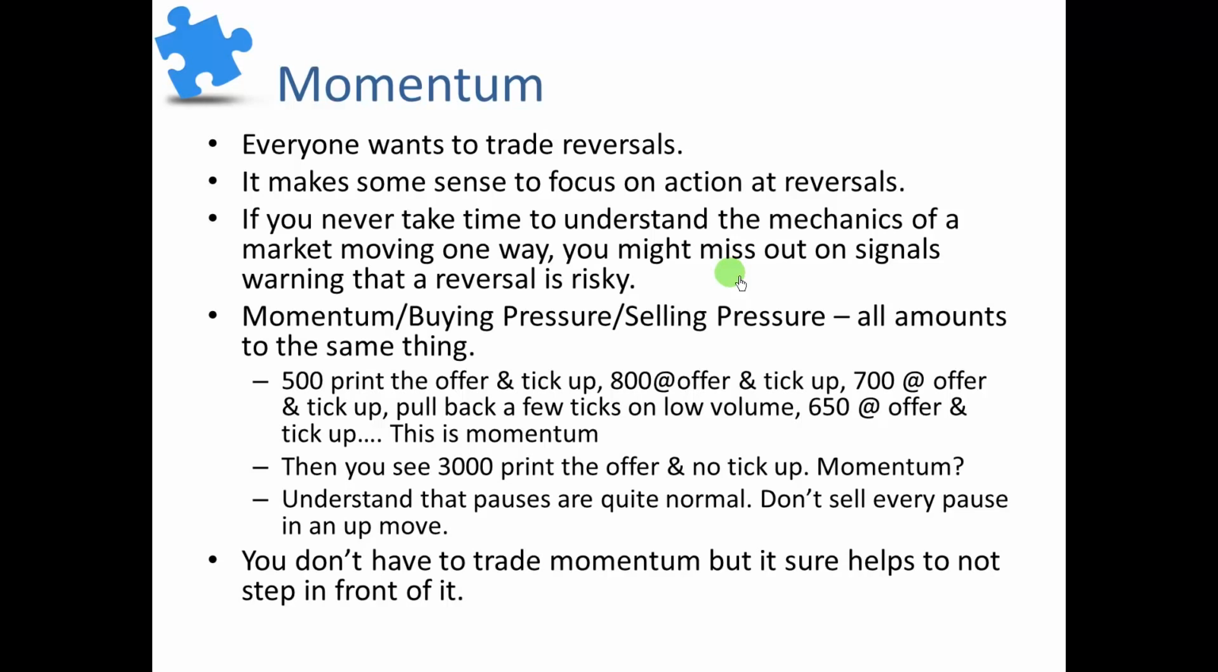So for instance, we have a 500 print at the offer, then we tick up, 800 at the offer, then we tick up, 700, tick up, pull back a few ticks on low volume, 650 at the offer, and we tick up. That's momentum, okay? But then when that happens, you suddenly see a 3,000 print and there's no tick up. That's a sign that momentum stalled, okay?